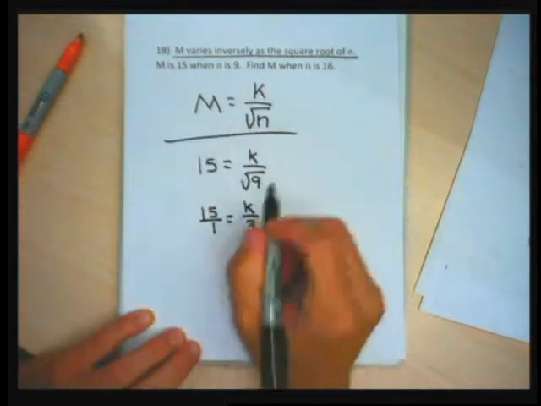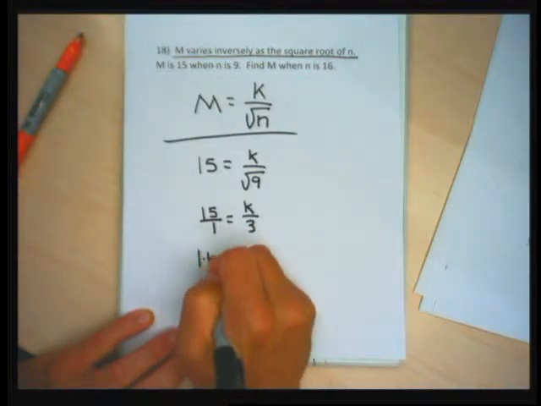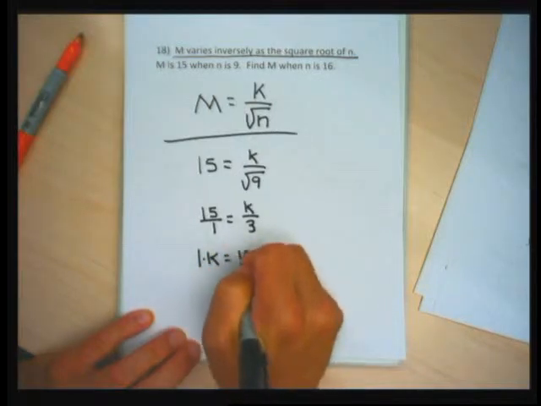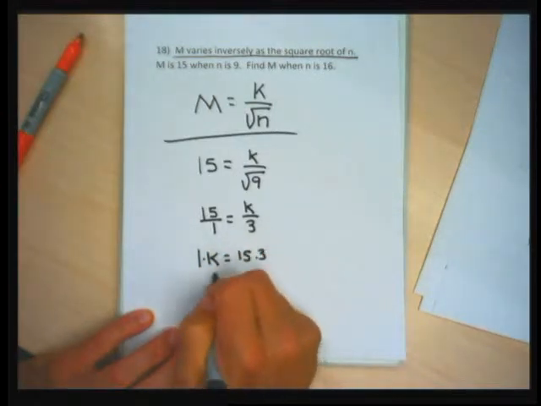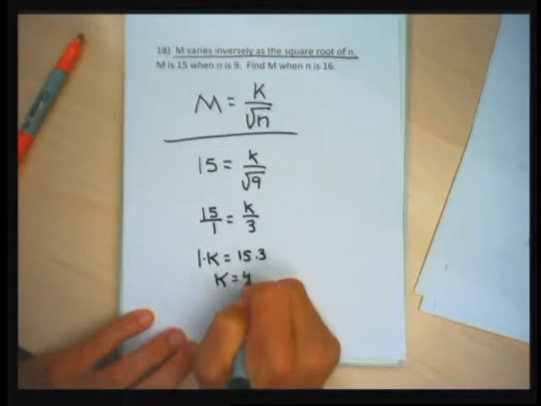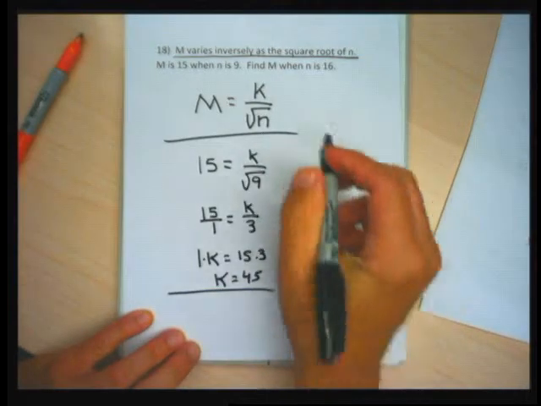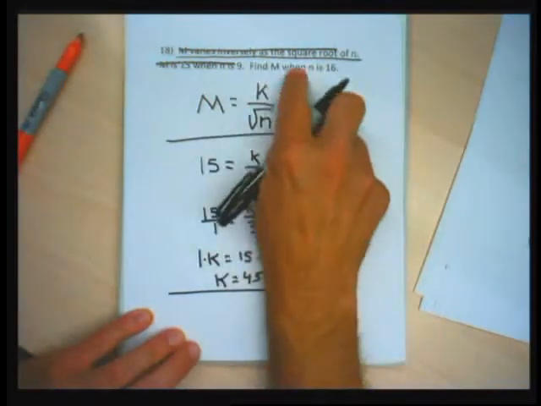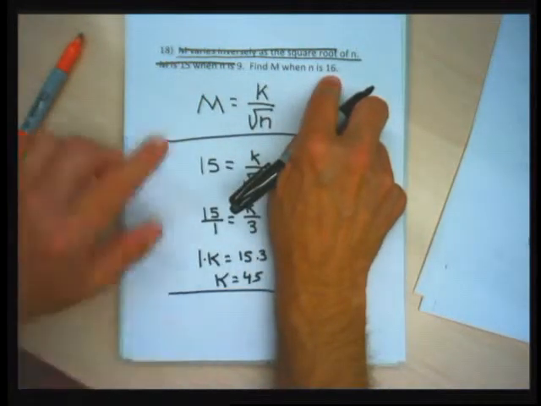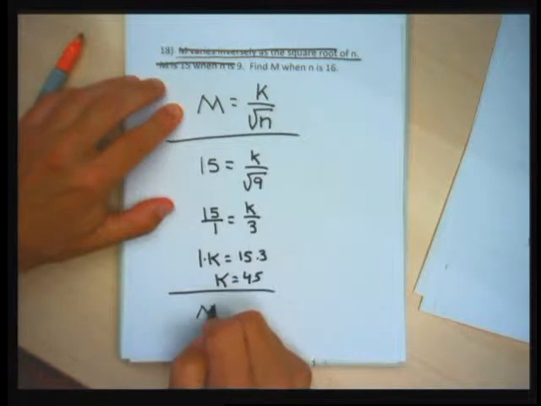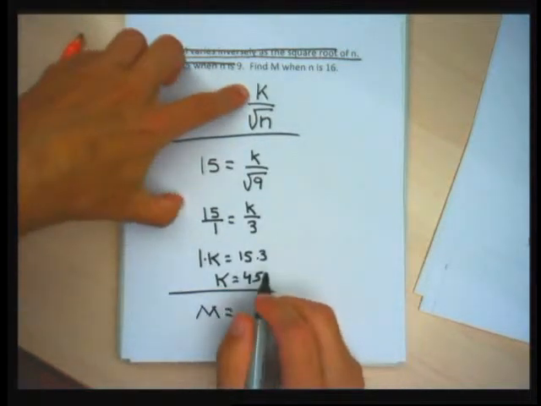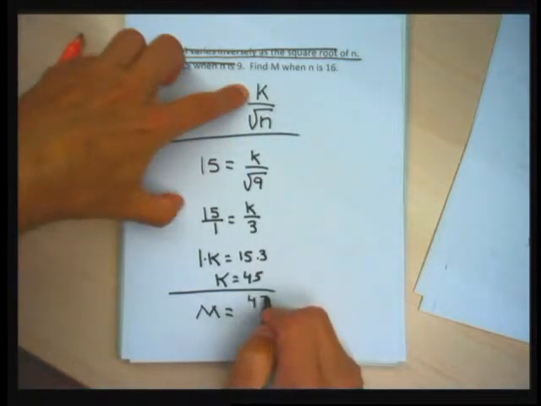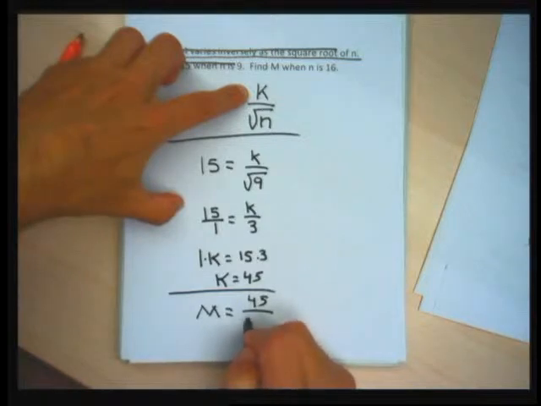So first step done. Second step almost done. I'll go 1 times k equals 15 times 3. Don't need my calculator, but you could use your calculator. That gives me k equal to 45. So I'm done with the first sentence, done with the second sentence. Now I'm going to find m when n is 16. So I'm going to go m equals k, which is 45, over the square root of 16.